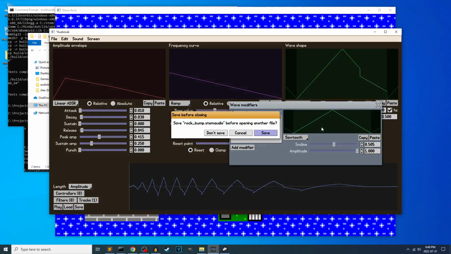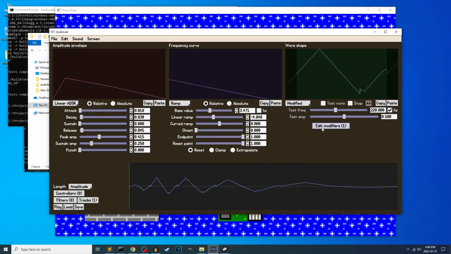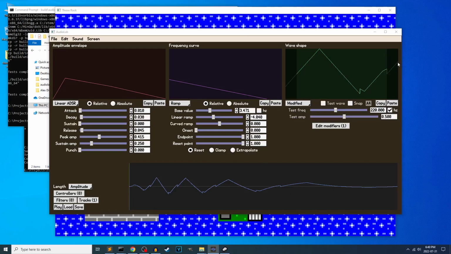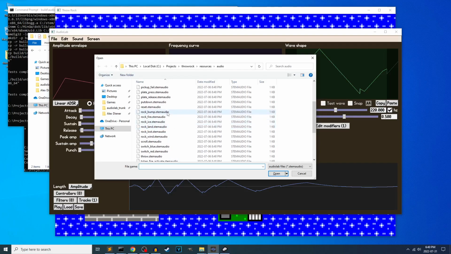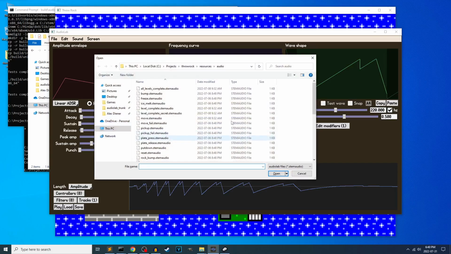Why is this not equivalent to the other one? Because triangle starts here, goes up, goes down, then ends back at 0. My sawtooth was starting at 0 and ending at 0? Really? That doesn't sound right. Rock bump. But it is. Okay. Huh. All right. So, anyway. Same principle, just a slightly different underlying wave shape.